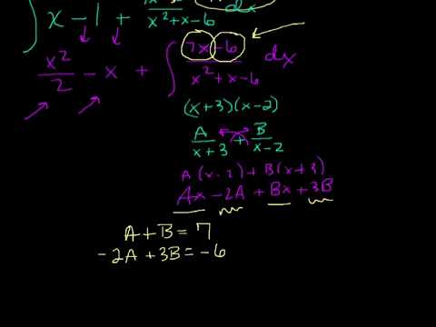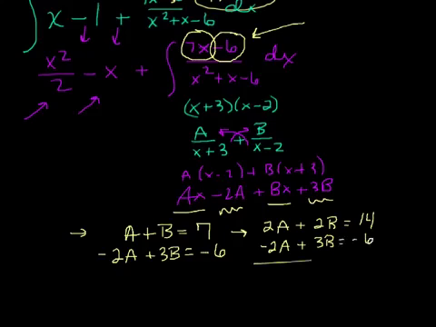Process of elimination. Again, if I had positive 2a in that top row, the a's would cancel. So I'm going to multiply that top row by 2. 2a plus 2b equals 14. Don't forget to do the other side of the equal sign. And then negative 2a plus 3b equals negative 6. When you add those two equations, you get 5b equals 8. So b is equal to 8/5.